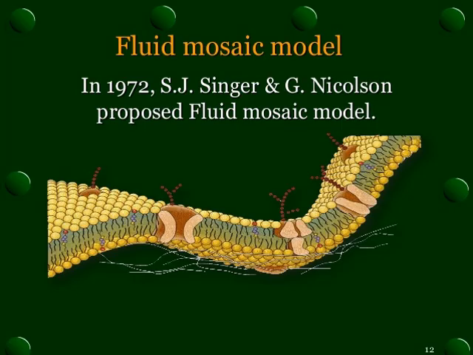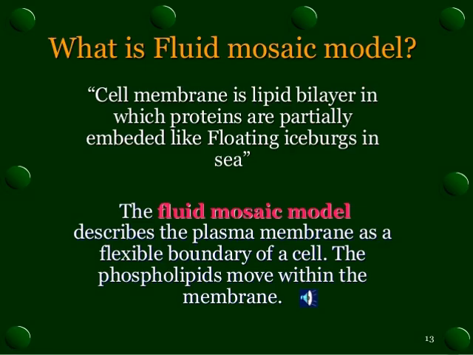Fluid mosaic model is a successful model proposed by S.J. Singer and G. Nicolson in the year 1972. This is called the fluid mosaic model. What is fluid mosaic model? The cell membrane is a lipid bilayer in which proteins are partially embedded like floating icebergs in the sea.